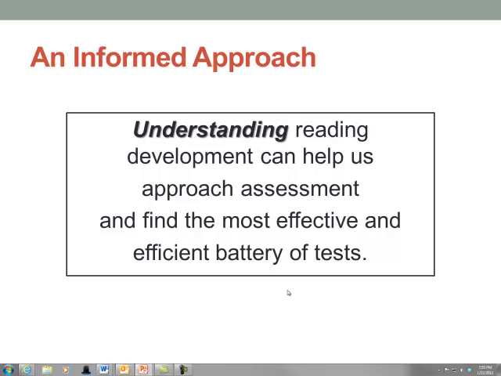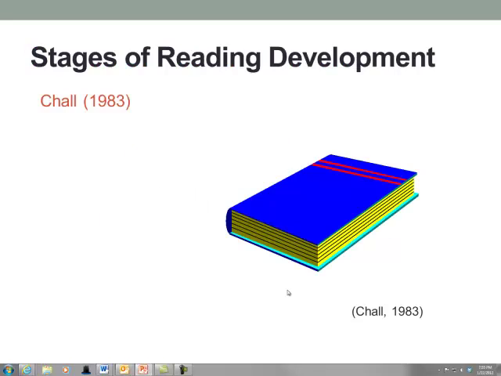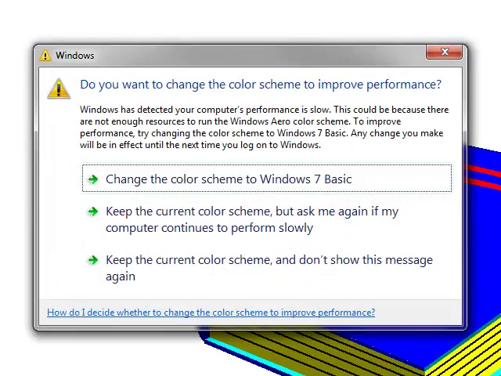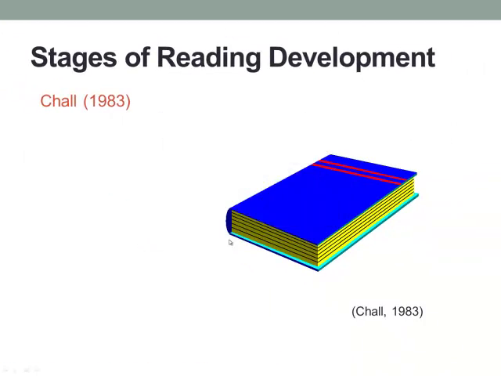But to do that, we look to Jean Chall's stages of reading development. Jean Chall was a researcher at Harvard in the 60s, 70s, 80s, and 90s. Her research had a significant impact on how we view reading development, as well as what is good reading instruction. And Jean Chall came up with 6 stages of reading development.